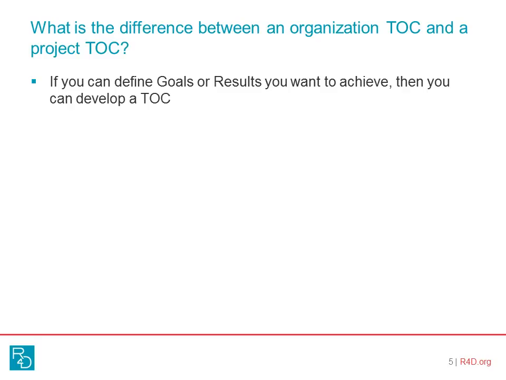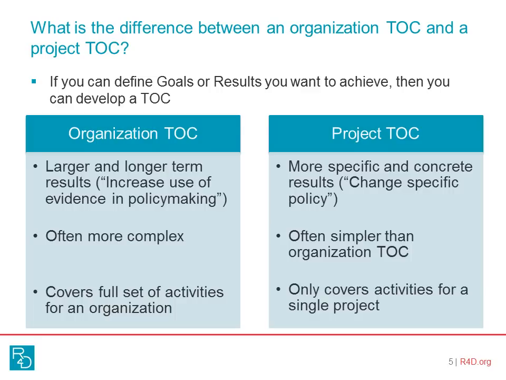When we discuss theories of change, we often talk about project-level theories of change. However, organizations can also have theories of change for their larger institutional strategies and goals. The basic structure and process for defining project and organization level theories of change is the same. The main differences are in terms of magnitude and complexity. For an organization theory of change, oftentimes the types of results that are being defined are larger scale and longer term. For example, increasing use of evidence in policymaking.